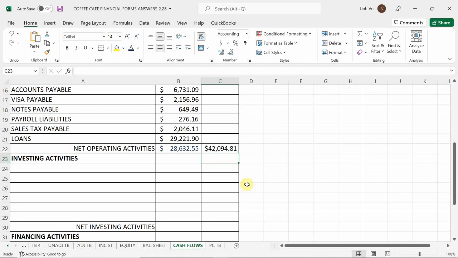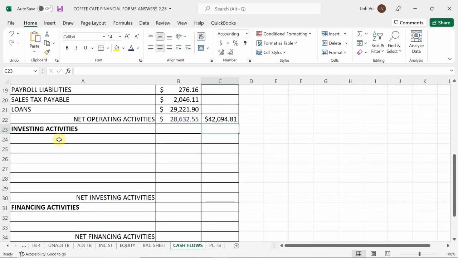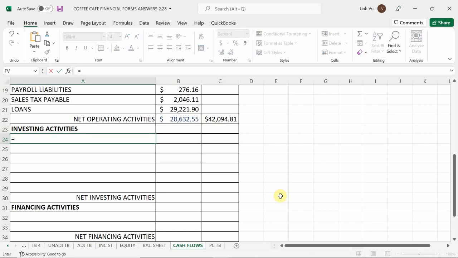But in this case, I came up with a positive number. Therefore, I'm going to add this back to my net income. So that right now, the net I have after operating activities is $42,094.81. Okay? So now I need to go into my fixed assets area, right?